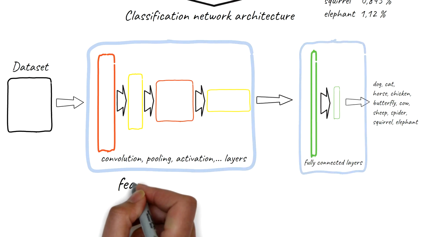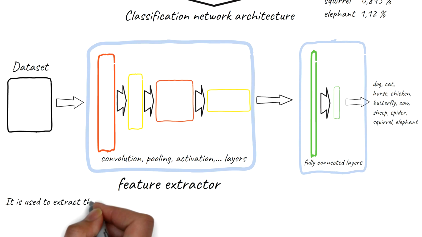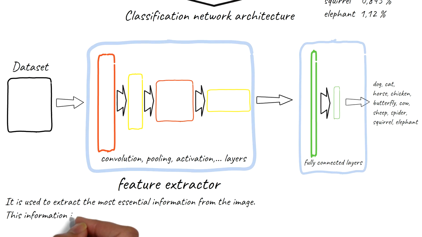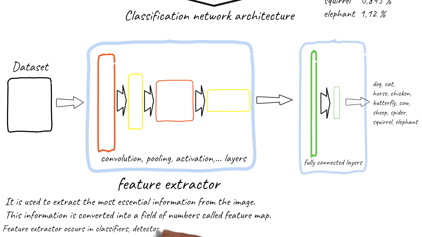The first part is called feature extractor. It's used to extract the most essential information from the image. This information is converted into a field of numbers called feature map. Feature extractor is used in all neural networks for image processing. In other words, this part occurs in classifiers, detectors, and segmentation neural networks.